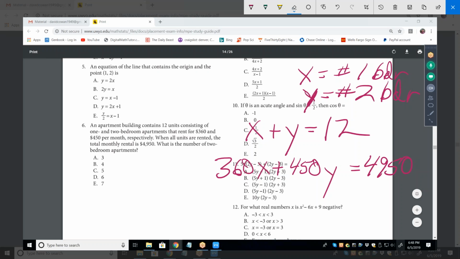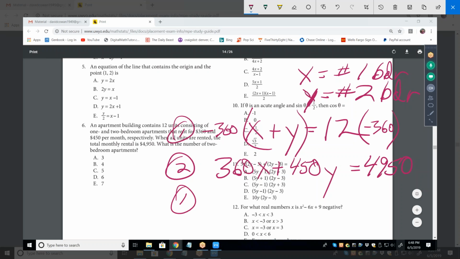Let me number these. This is number 1. This is number 2. I'm going to multiply number 1 by minus 360, both sides. Any equation, you can always do that. Number 1 becomes minus 360x minus 360y equals, do you have your calculator handy?